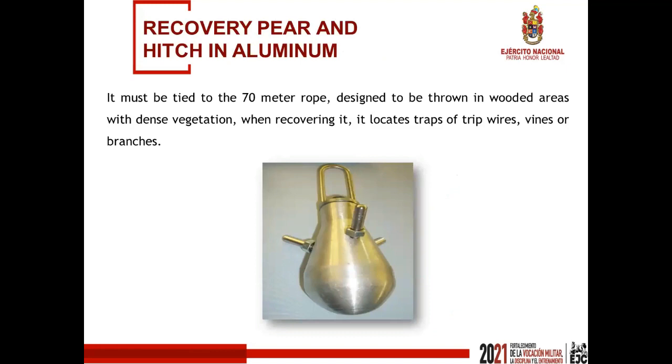This is the recovery pair and hitch in aluminum. It must be tied to the 70-meter rope, designed to be thrown in water areas with dense vegetation. When recovering, it locates straps of tripwires, vines, or branches.